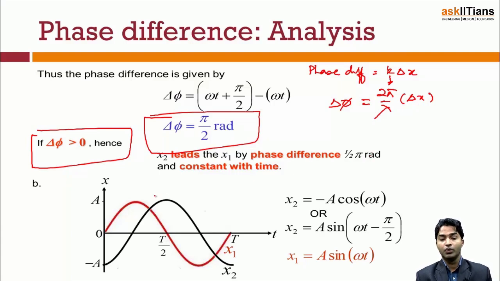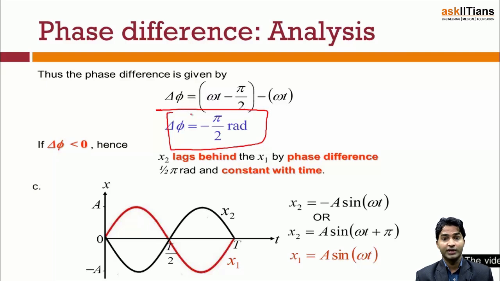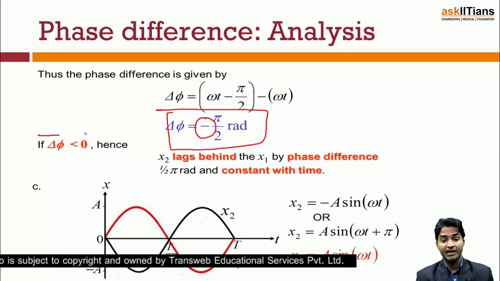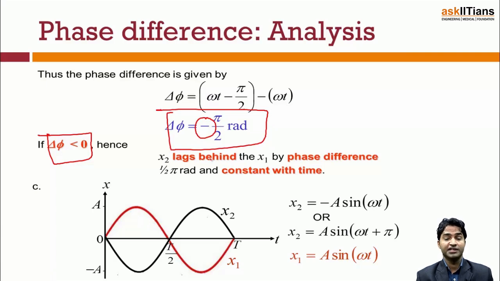Now in part 2, it is a case of lagging. Similarly, we will do the same concept. We will calculate the phase of one equation and the phase of another equation, and we will get the phase difference as del phi equal to minus pi by 2. So it is just a lagging case. Although we are getting a negative sign, hence x2 lags behind x1 by a phase difference of 90 degrees.